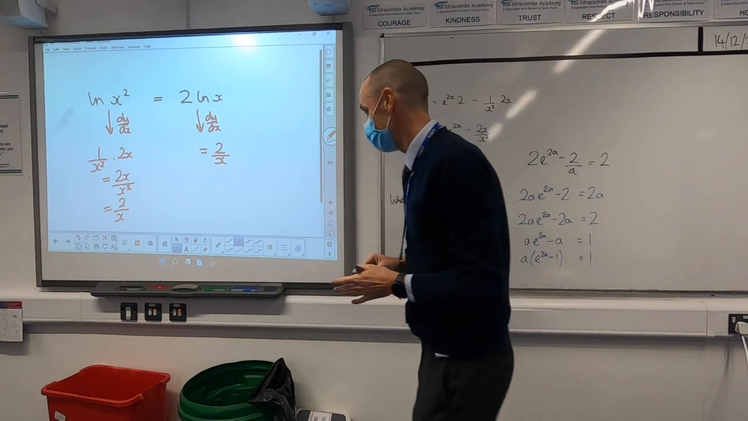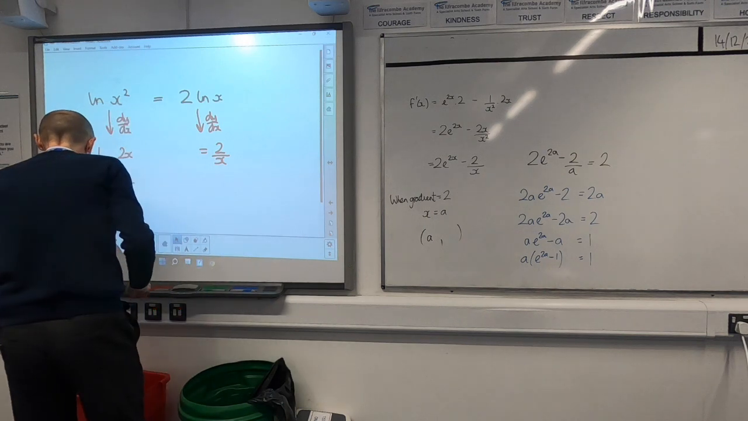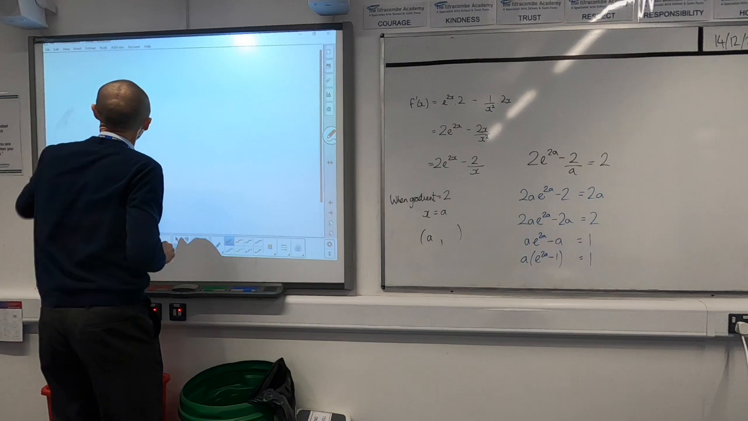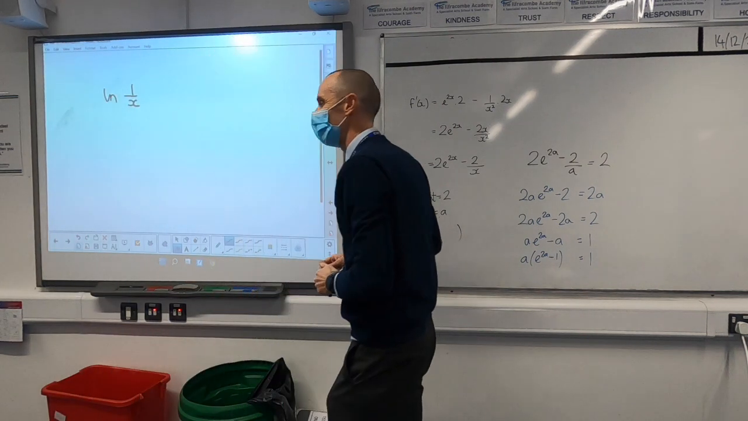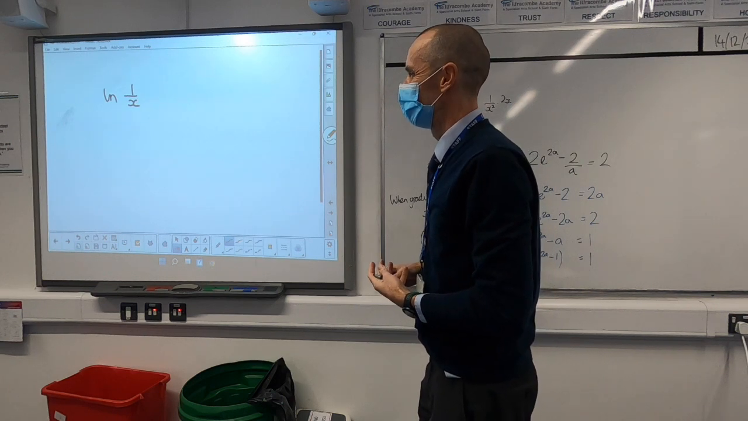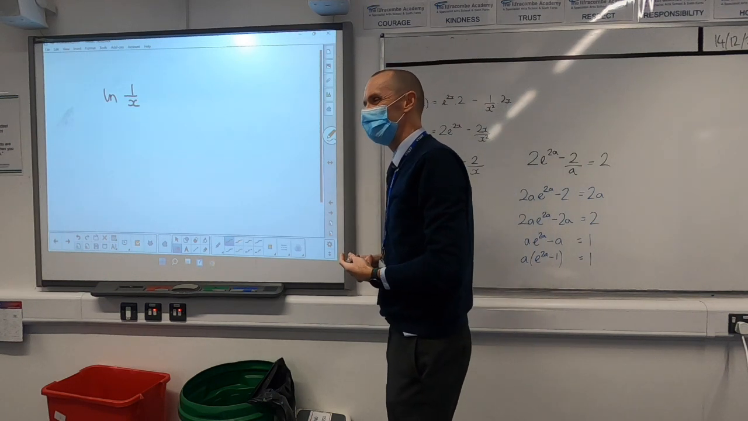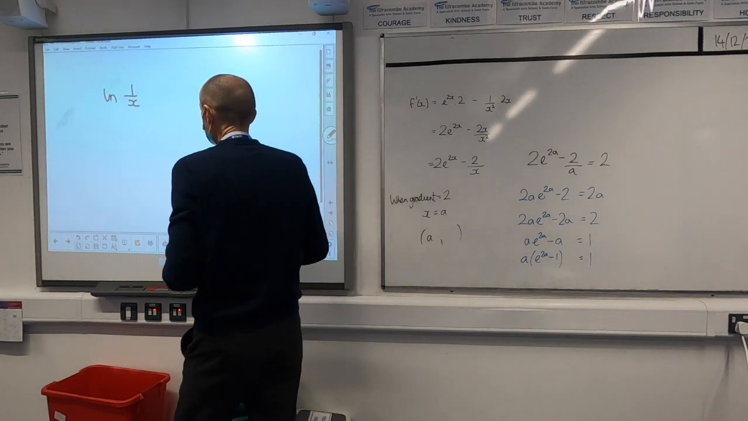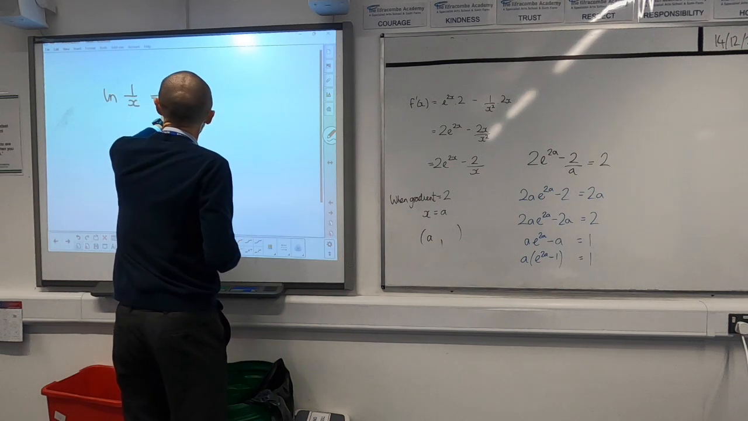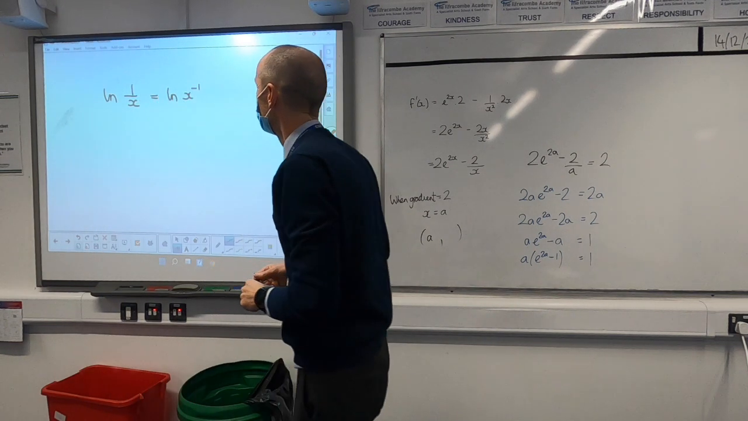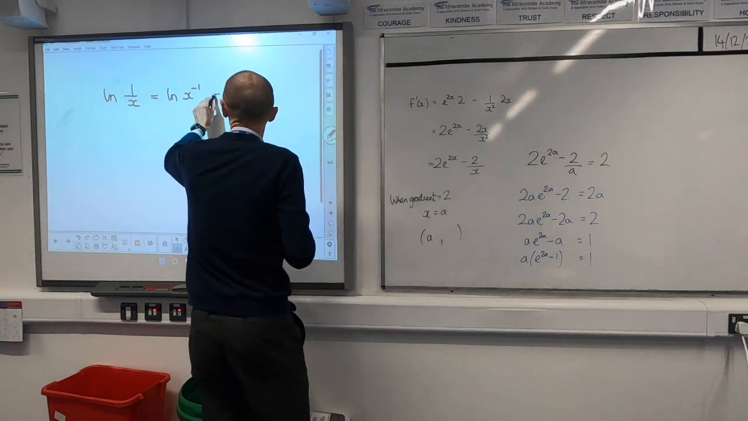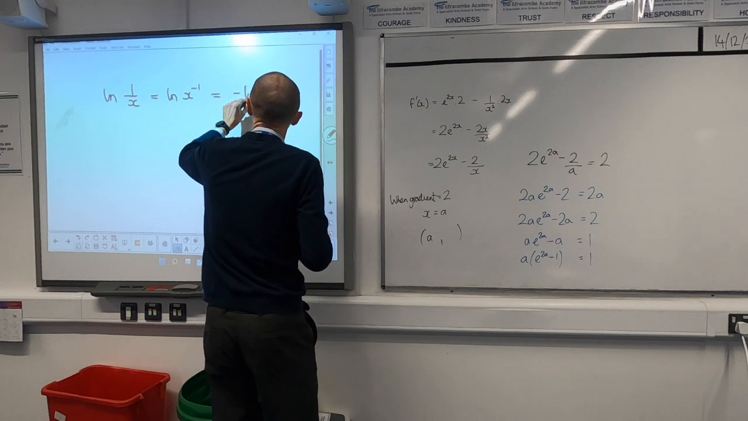There's one other which we didn't come across, but if I was asked to differentiate this, well, that looks a bit unpleasant. So here's what I'm going to do. I'm going to say, oh, well, actually, 1 over x is x to the power of -1. And I can then use that third log rule to write that as -1 times the log of x.